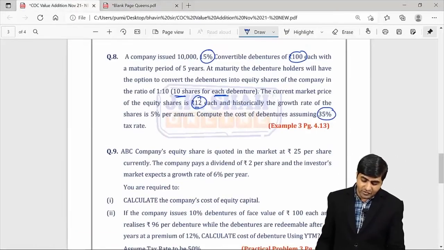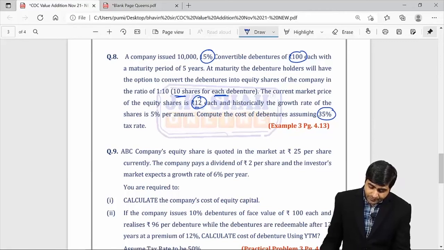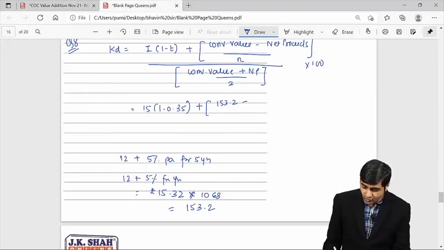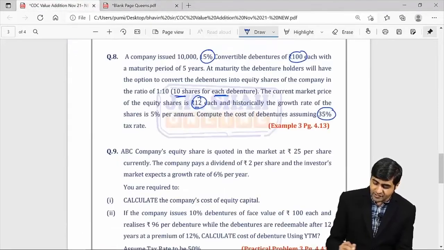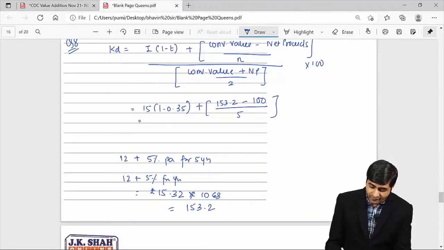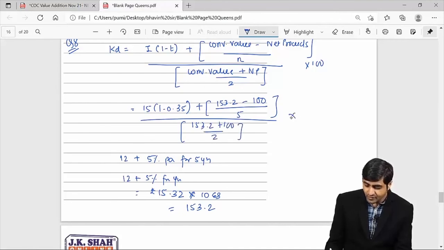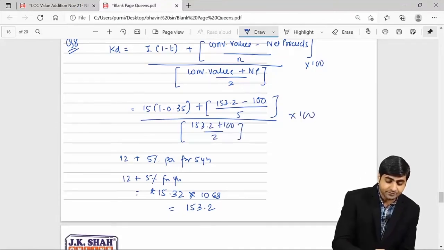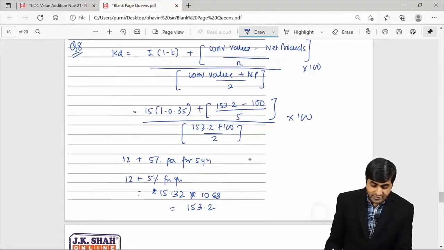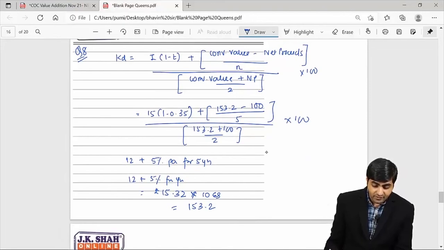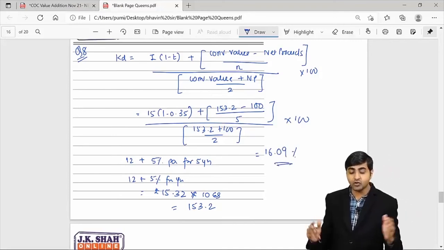Your net proceeds here, my dear students, is, they have told you that these particular debentures we are issuing at rupees 100. There is no flotation cost which is given to you. So your net proceeds will be 100. And guys, your life will be 5 years. And we need to divide this by 153.2 plus 100 divided by 2. So you will be getting the answer as 16.09%. So guys, 16.09% will be your KD.